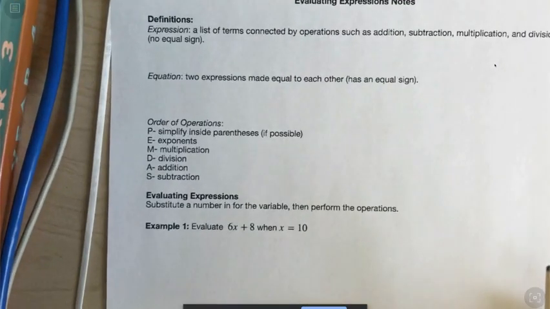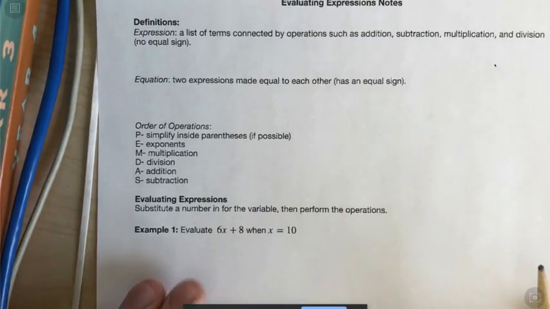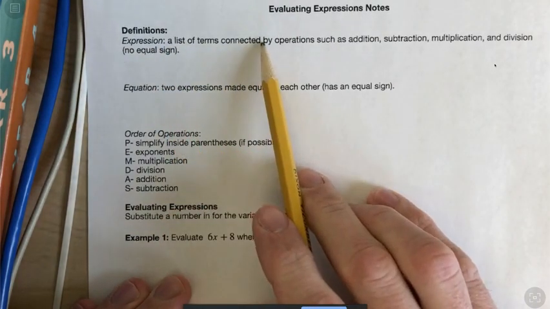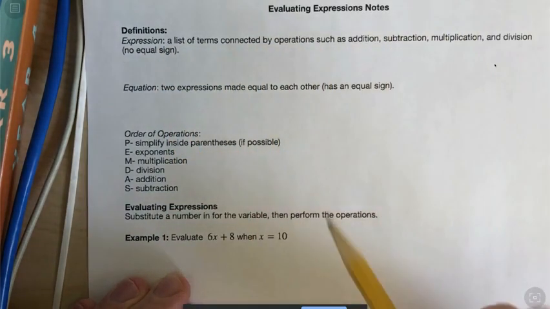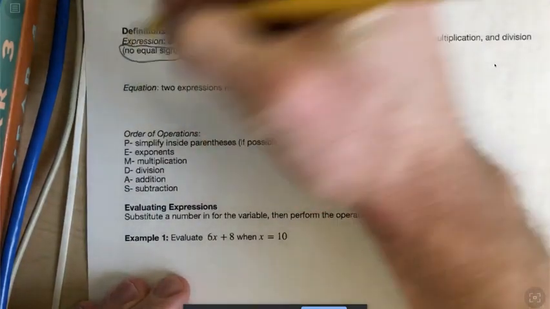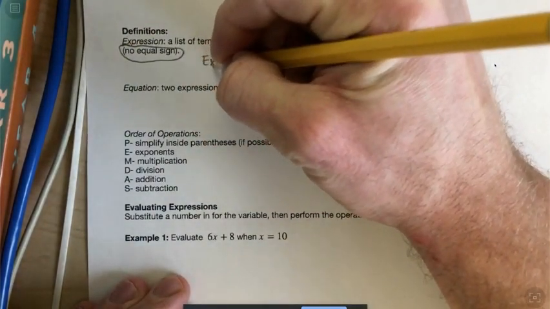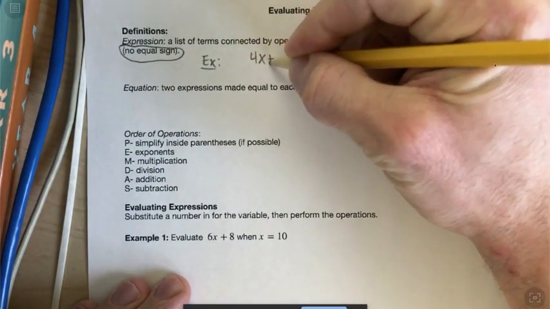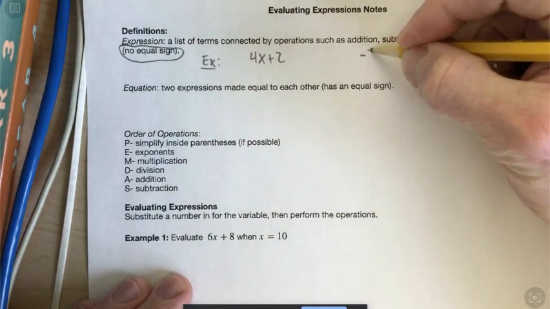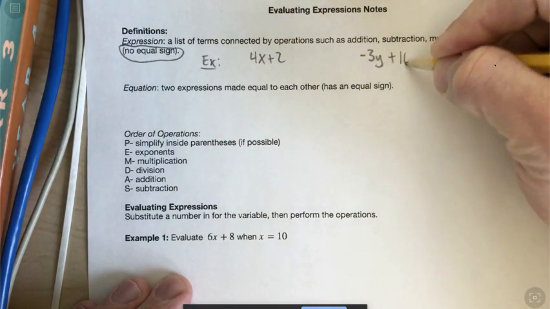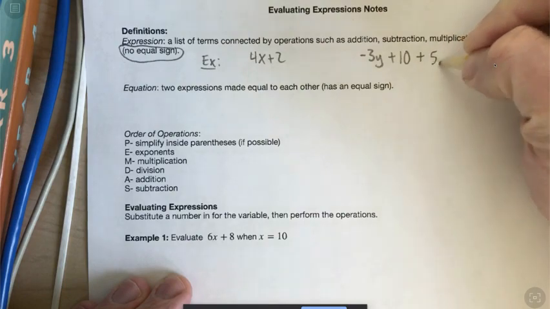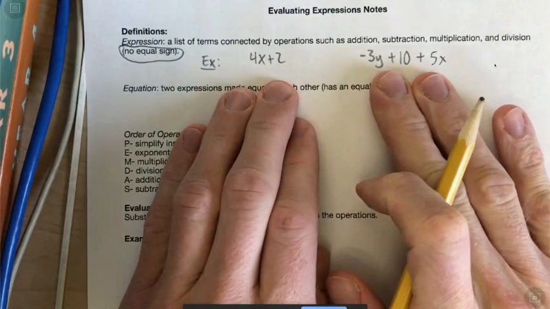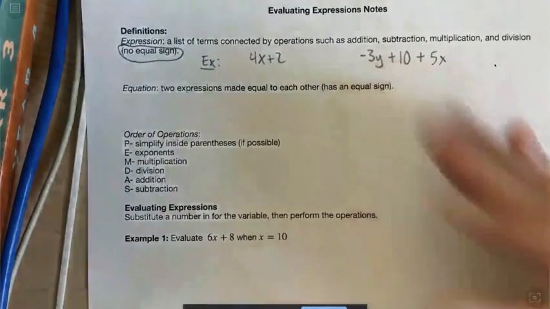So we just reviewed the idea of evaluating expressions. What you need to know is an expression is a list of terms connected by operations, but there is no equal sign. An example of what this might look like: I could say 4x plus 2. I could say, I don't know, negative 3y plus 10 plus 5x, for example. As long as it's a list of terms connected by operations, then they're expressions.